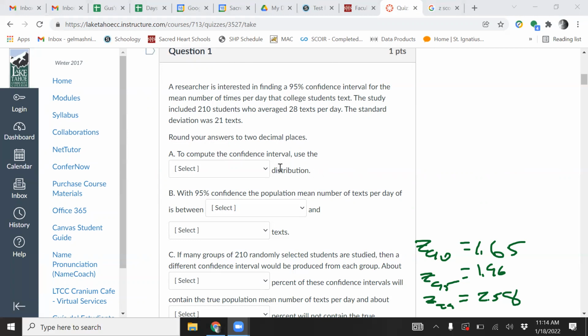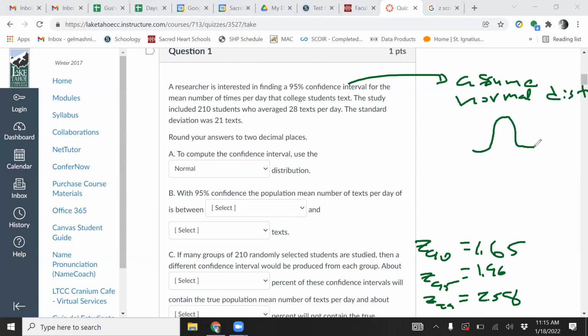So compute the confidence interval using a normal distribution. We haven't done a T distribution, so don't worry about T. I haven't talked about what that is. But remember, confidence intervals assume normal behavior or a normal distribution, meaning a bell-shaped curve. That's what it assumes. With 95% confidence the population mean is between, okay, well, we have to actually work this out. So remember, X bar plus or minus Z times sigma over root n.